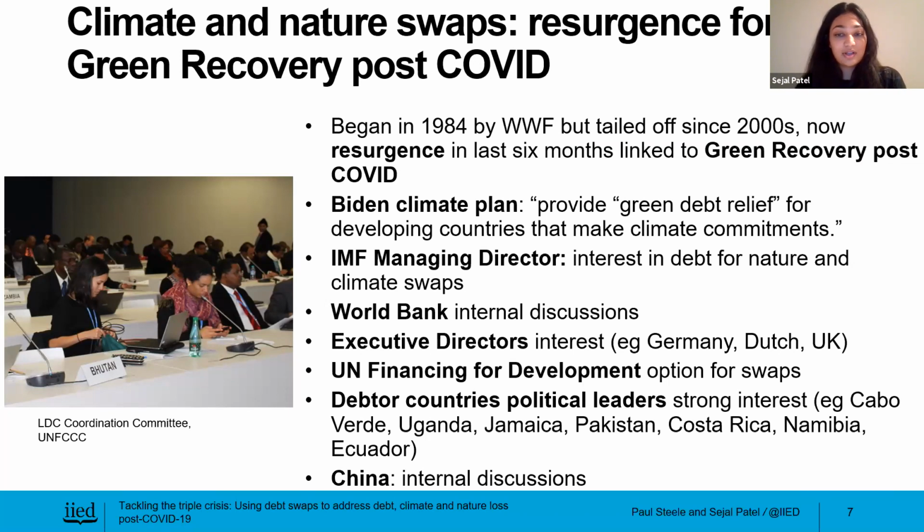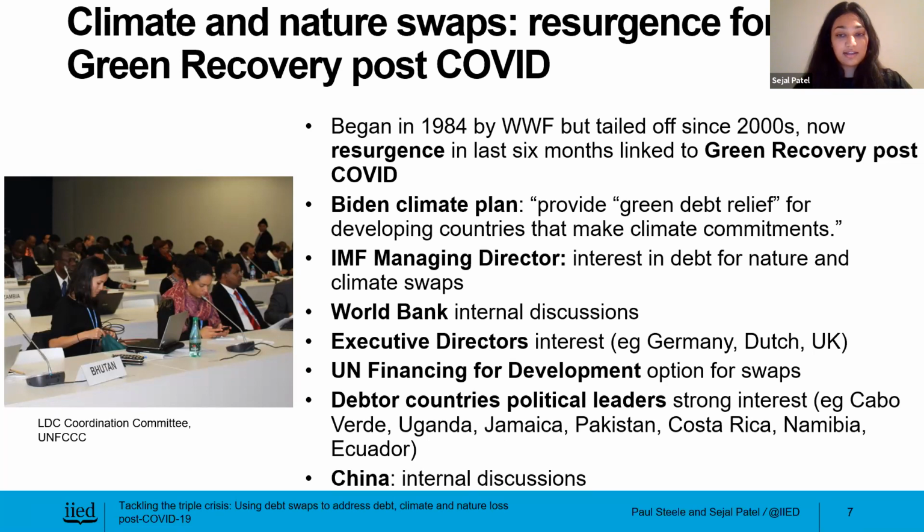So for example, Biden's climate plan, which has recently become very relevant, mentions green debt relief for developing countries that make climate commitments. The IMF are showing interest. Kristalina Georgieva has mentioned swaps in some of her speeches, and the IMF are having internal discussions. The World Bank are also showing interest. They're setting up a technical working group to explore some of the technical aspects. There's been interest from a number of IMF EDs, including the German, Dutch, and UK EDs.